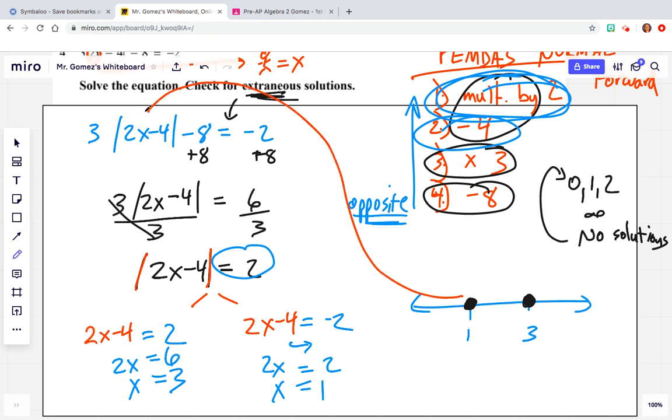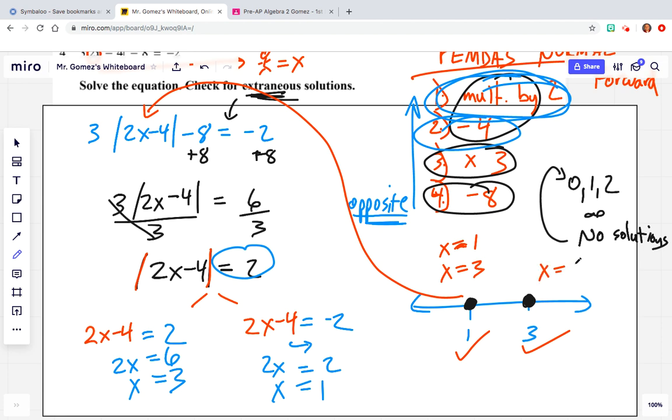Let's plug these into the original equation and see which ones work and which don't. Plugging in 1, I get 1 times 2 minus 4 is a negative 2. The absolute value becomes a positive 2, times 3 is 6, and 6 minus 8 is, in fact, negative 2. So 1 works. 3 times 2 is 6, minus 4 is 2, and 2 times 3 again is 6, minus 8 is negative 2. So they both work, and this has 2 answers: x equals 1 and x equals 3.